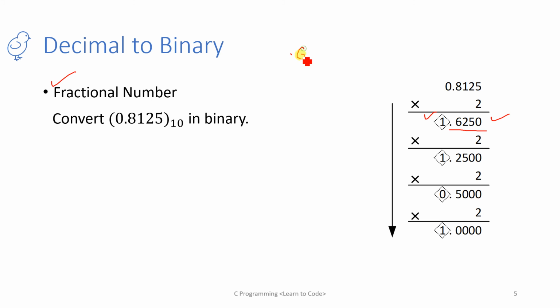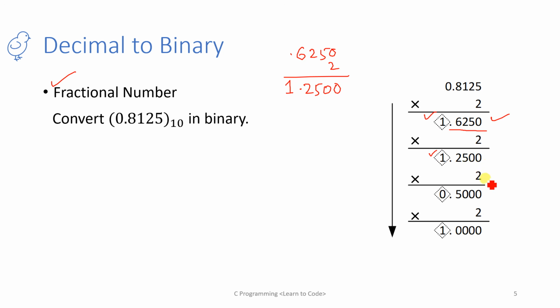So 0.6250 into 2, what you will get? 2 zeros are 0, 2 twos are 4, 1 five, then 6 twos are 12. So 12 means 2 and carry 1, right? So 1.2500. So when you multiply in the next part, you should not include this 1, you just mark it only. Okay, so 0.6250 into 2 is 1.2500. So one number again came before the decimal point, so you mark it, right?